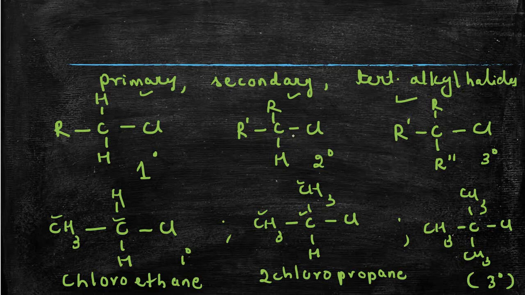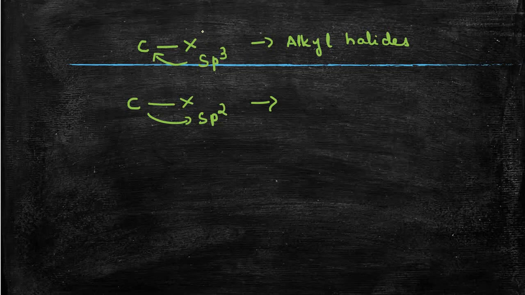Now you can see in the case of this alkyl halide, the carbon atom which is attached to the halogen atom is in what state? It is in sp3 hybridized state. You can see in all the three cases of alkyl halide, the carbon which is directly attached to the halogen is in sp3 hybridized state. So when the halogen atom is attached to a carbon which is sp3 hybridized, we call it an alkyl halide.